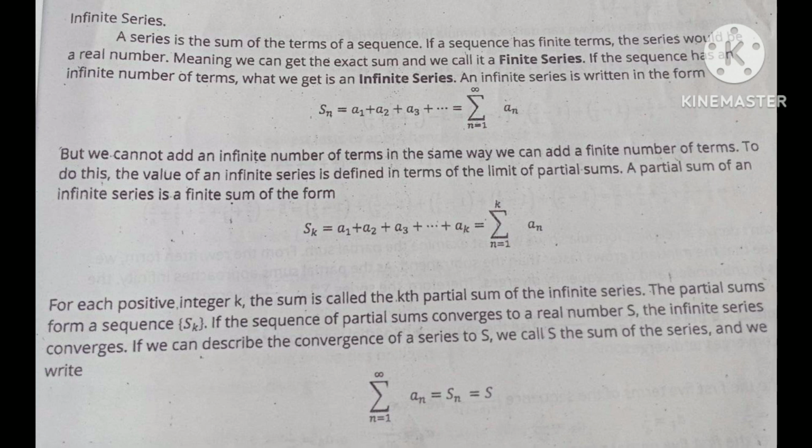If the sequence of partial sums converges to a real number S, the infinite series converges. If we can describe the convergence of a series to S, we call S the sum of the series, and we write it in that form, as you can see in the last formula.